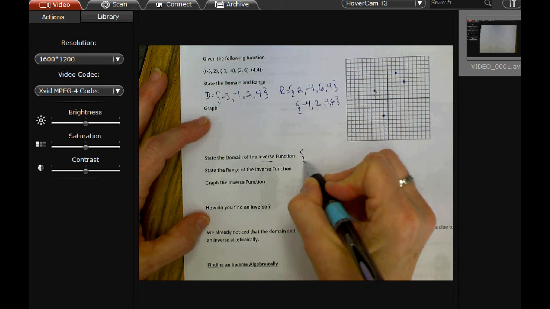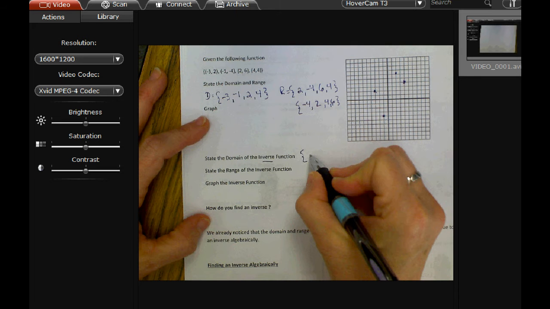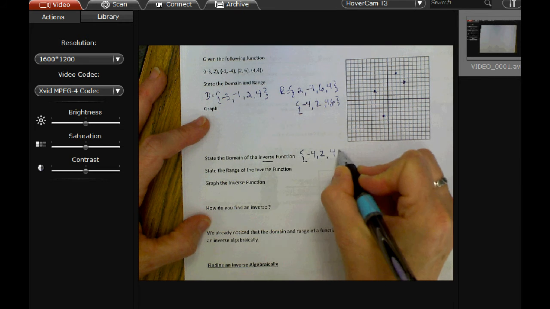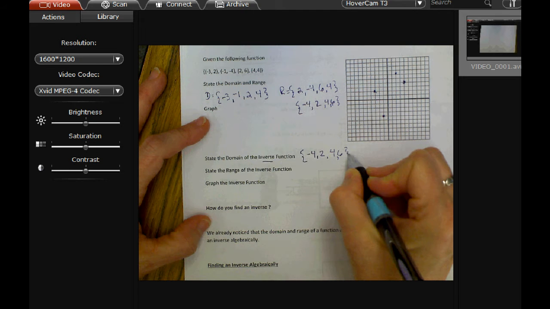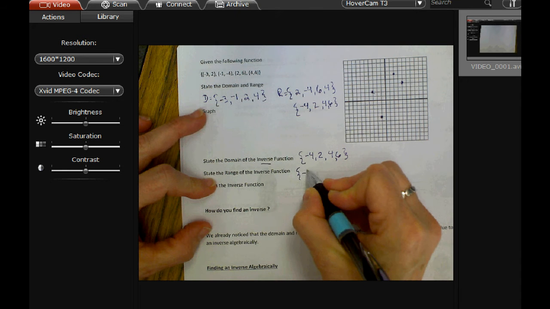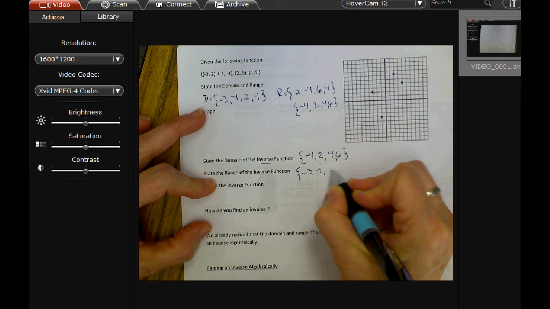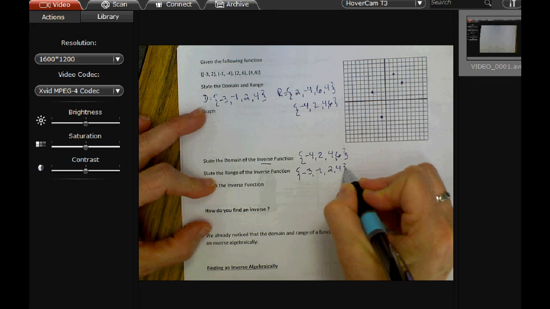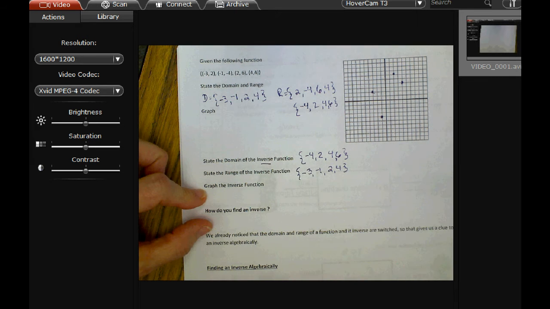So my domain is actually going to be that set from the range, the negative 4, 2, 4, and 6. The range is going to be the domain from the original. So negative 3, negative 1, 2, and 4. They want us to now graph the inverse.